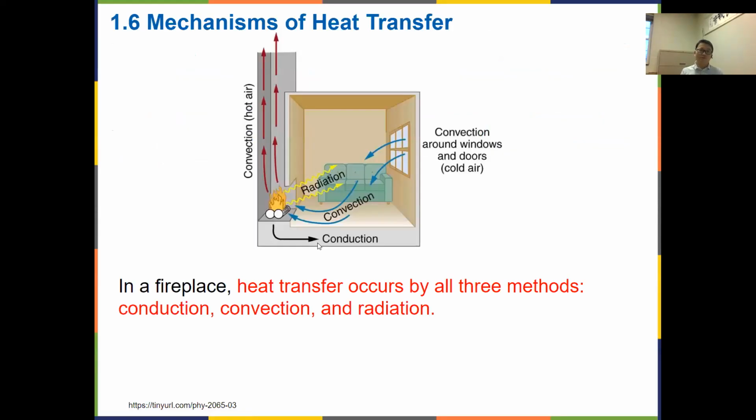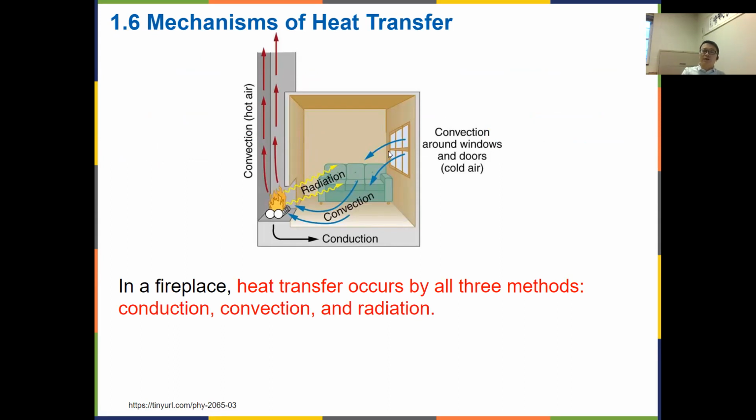So we'll move to the last section in this chapter, and talk about mechanisms of heat transfer. Heat transfers through different methods. In this figure, you'll see a fireplace. Depending on how heat is transferred, it could be directly radiated, so just radiate out.